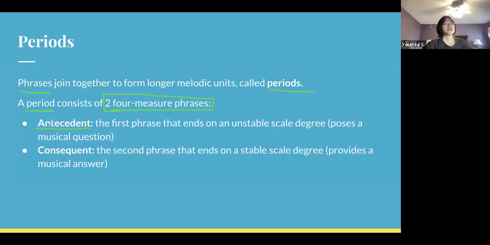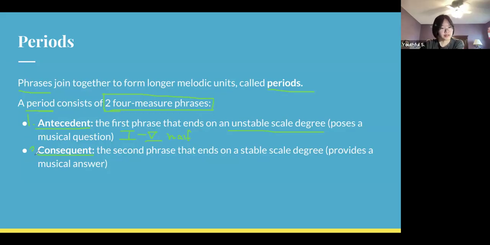These two phrases have names. The first phrase is called an antecedent, and this ends on an unstable scale degree, so it poses a musical question. In other words, it ends on a 5, which means it's a half cadence. So basically, the antecedent is asking a question.